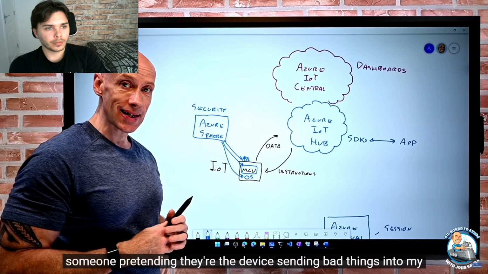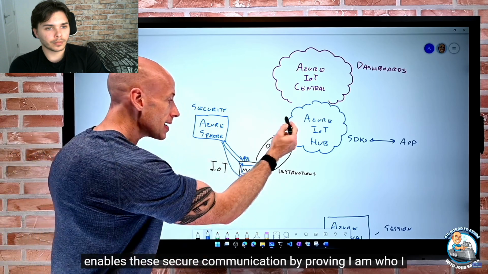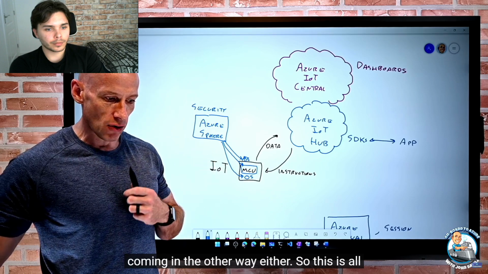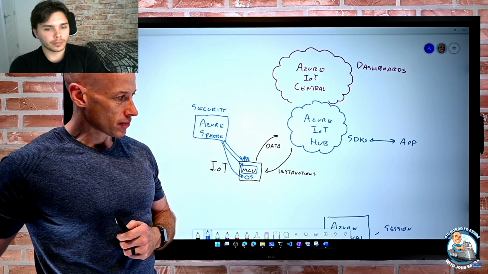sending bad things into my data, which could make me make bad decisions. So it enables secure communication by proving I am who I say I am, to make sure there's not bad things coming in the other way either. So this is all about that security.